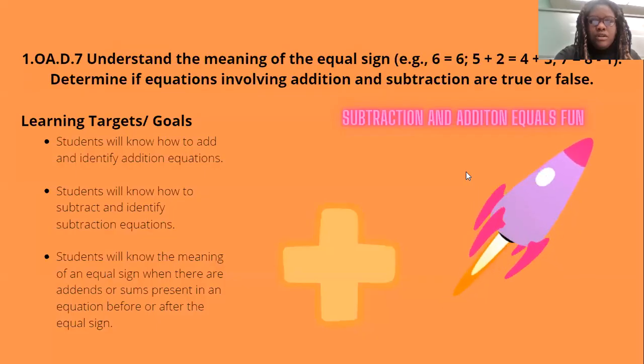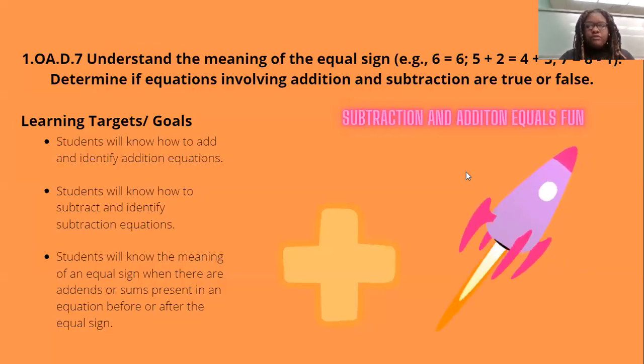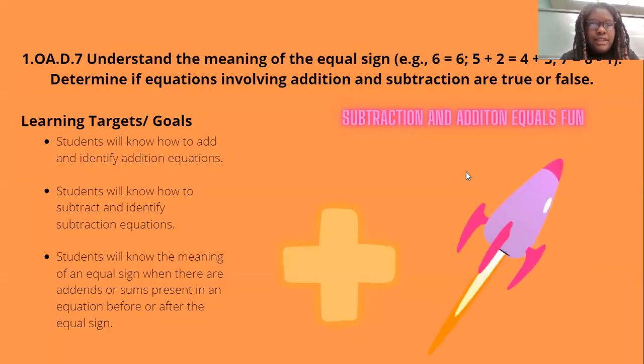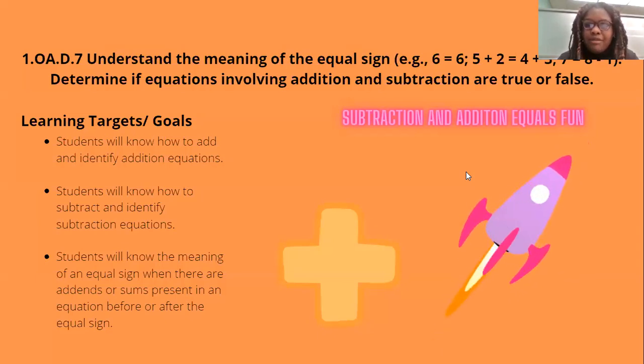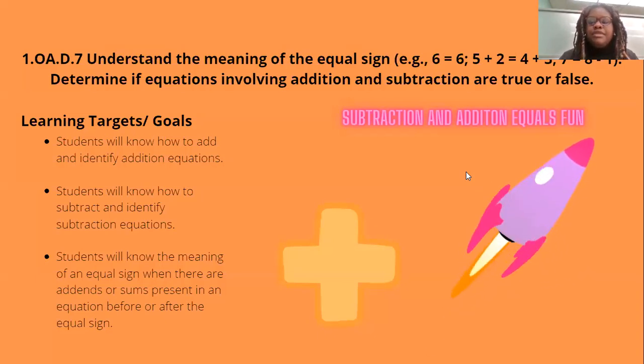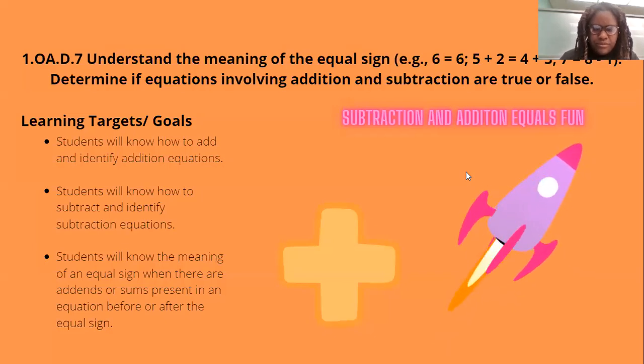So first I want to point out our standard. Our standard is to understand the meaning of an equal sign. So examples of that are 6 equals 6, 5 plus 2 equals 7, and 4 plus 3 equals 7.